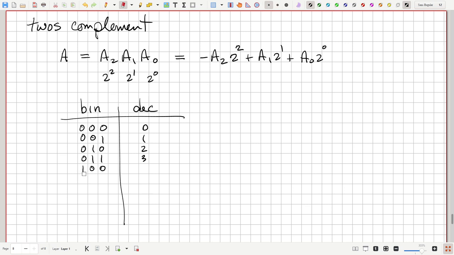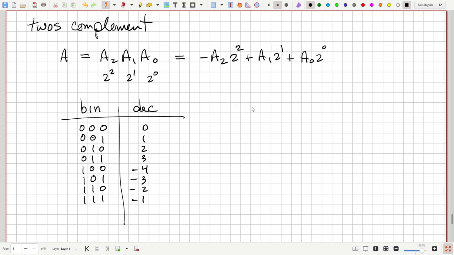Well, that's 1 in the 4's place, but we assume that's got a negative, so that's going to be minus 4. And then 1, 0, 1, well, that's minus 4 plus 1, which is minus 3. And then 1, 1, 0, that's minus 4 plus 2, which is minus 2. And 1, 1, 1, that's minus 4 plus 2 plus 1, or minus 4 plus 3, which is minus 1. So the first thing you notice is that there is only a single 0. There's no minus 0. And so we can actually represent numbers from 0 to 3, and then negative numbers, minus 1 down to minus 4.